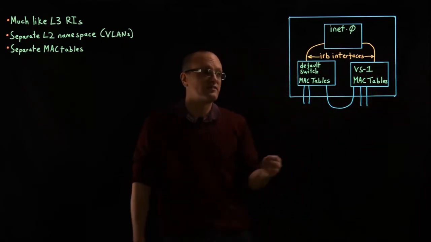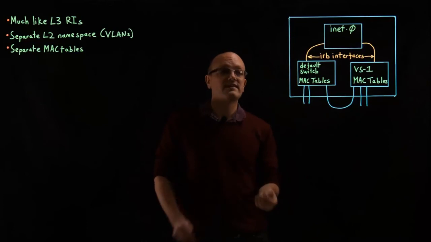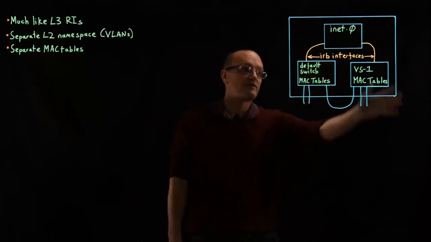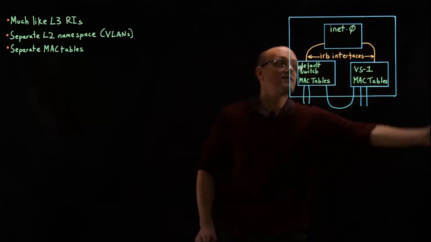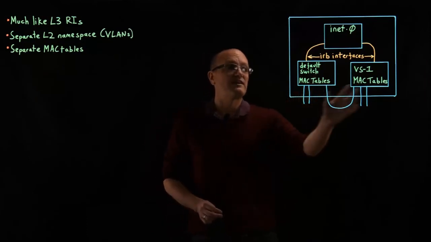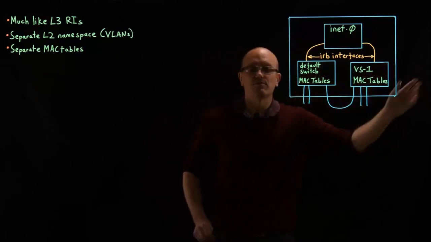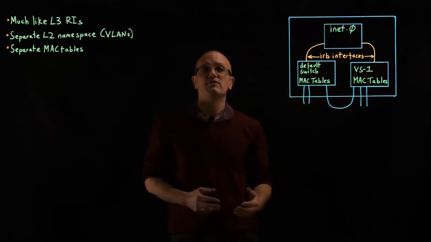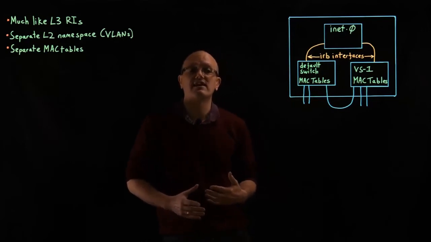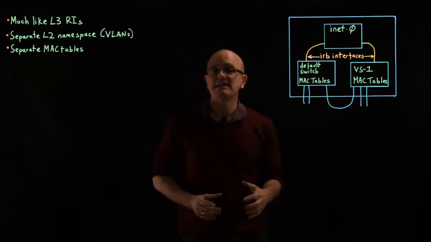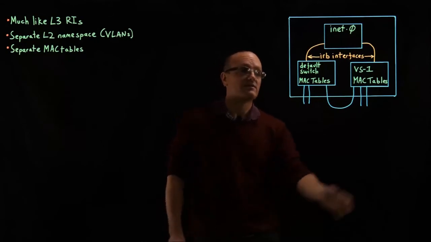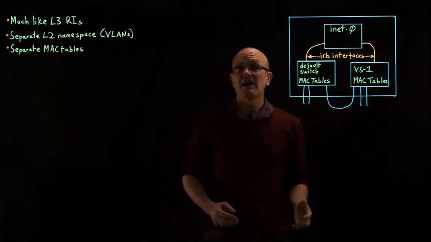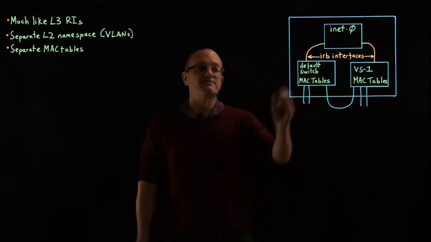You can be associating VLAN 20 here, VLAN 20 here, VLAN 20 on another virtual switch, and that VLAN 20 in each of these tables is completely separate. There's no flooding link between those VLAN 20s. They're all completely segregated between the virtual switches themselves, and between the virtual switches and the default switch instance.